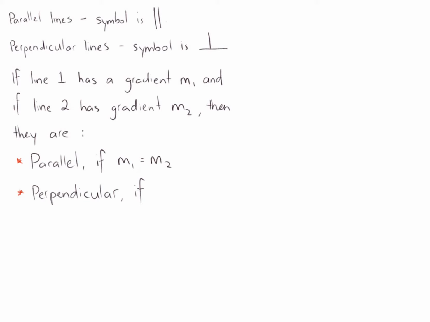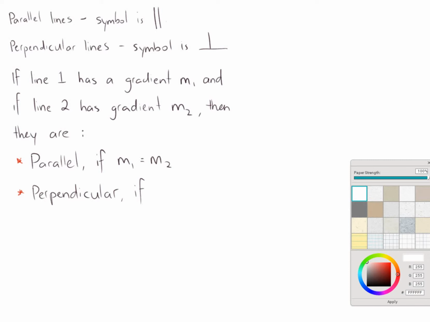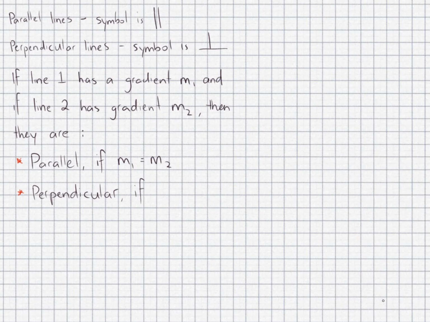Okay. Let's draw some lines. So I'll put some grid paper on. Okay, let's start off real simple and draw a line that has a rise of 1 for every 2 that it goes across. So let's say it goes across 1 and up 2, across 1 and up 2. So that's a gradient of 1/2.